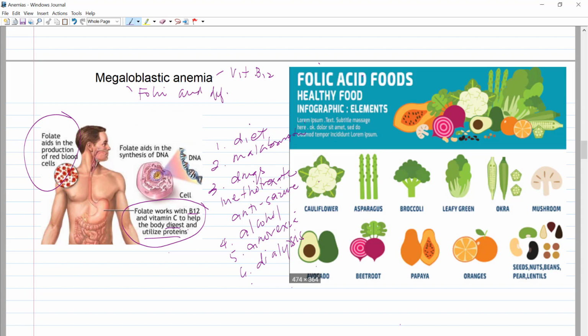So as you can see here on the right side, right here are the folic acid foods, okay, that you can suggest to your patient to take, like cauliflower, asparagus, broccoli, leafy green, okra, mushroom, avocado, beetroot, papaya, oranges, seeds, nuts, beans, pear, and lentils. Okay, these are just some. And when you take your nutrition class, you will learn more about the sources of folic acid that we can suggest for the patient to take.